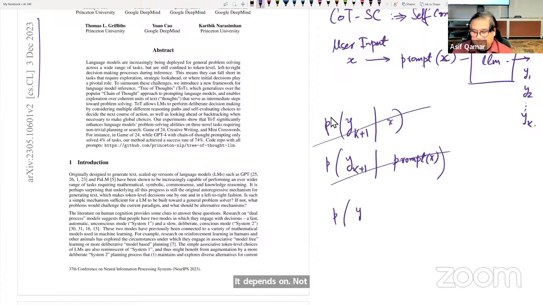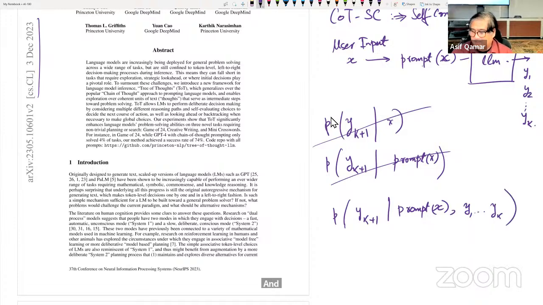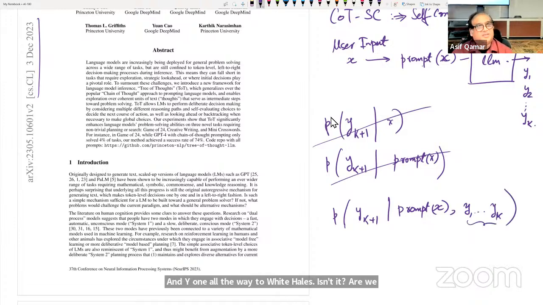The previous things that it has produced: Y_{K+1} is conditioned on the prompt X and Y1 all the way to YK. Isn't it? Are we together? The previously generated tokens. Now comes an interesting thing.